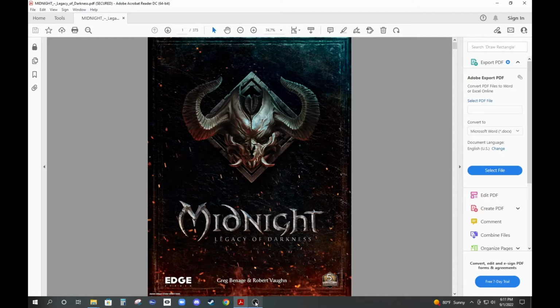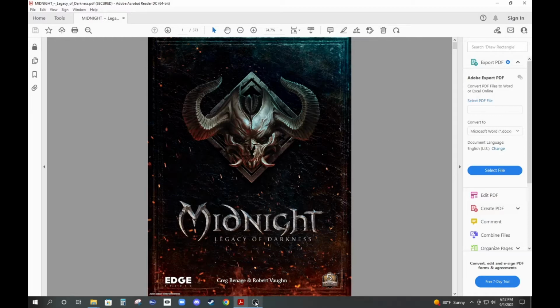Today we are going to look at the Midnight Legacy of Darkness campaign setting book for 5th edition, published by Edge Studio. Midnight Legacy of Darkness brings the world of Erdane to 5th edition. The world of Erdane was first introduced in 2003 when Fantasy Flight Games published Midnight. In 2005, the 2nd edition of Midnight was released, and now, almost 20 years later, Edge Studio has brought us the 3rd edition of the Midnight campaign setting.